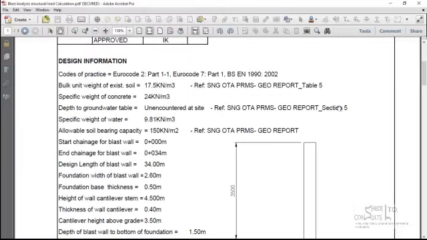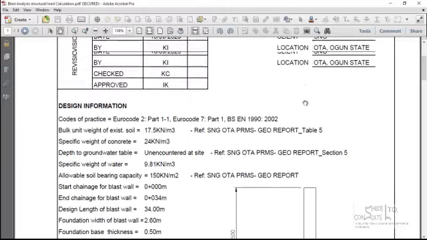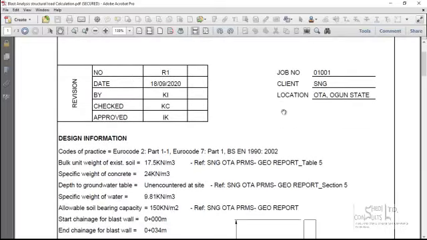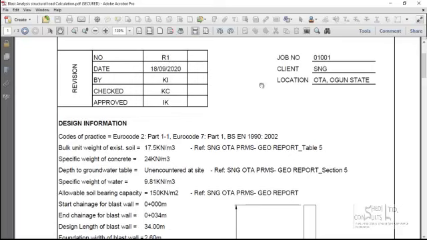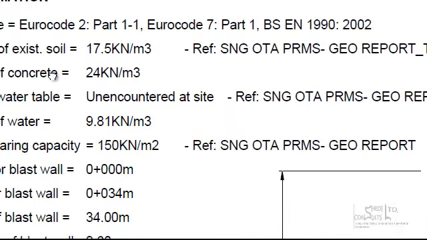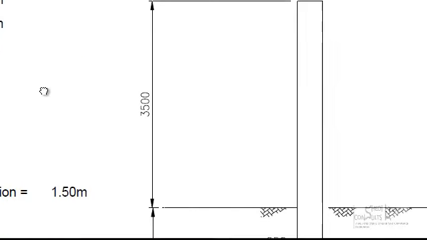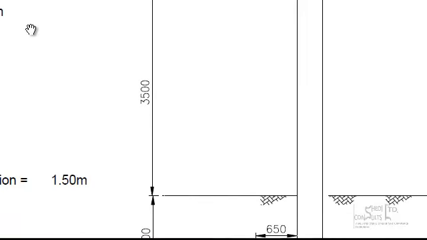Okay, Jamie. So let me go through the total analysis. This is the load calculation file. I will go through it quickly so that you understand how the design and the calculation were done. So, like I said earlier on, it was done to BS Eurocode 2 Part 1, Eurocode 7, and then EN 1990.